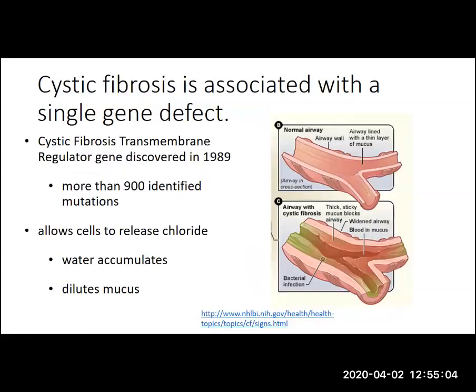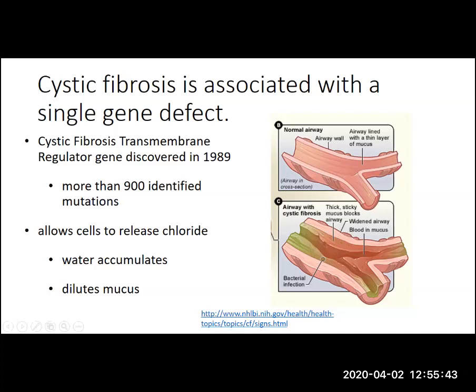Now, one of the earliest examples of gene therapy was an effort to treat cystic fibrosis. Cystic fibrosis is an inherited disease. It's associated with a single gene defect, and the gene associated with cystic fibrosis was identified in 1989. The gene with the impact on the majority of cases of cystic fibrosis is the cystic fibrosis transmembrane regulator gene. It basically codes for a protein that is found within the epithelial lining cells within the airway.